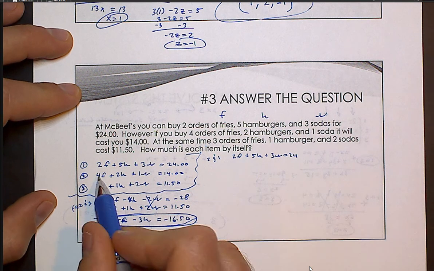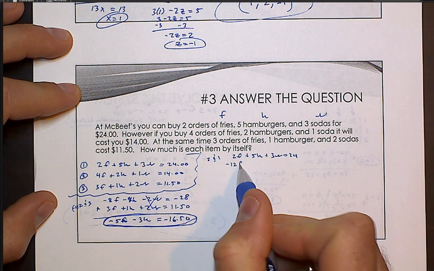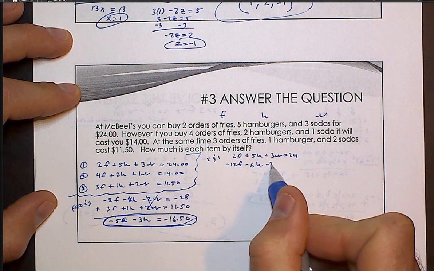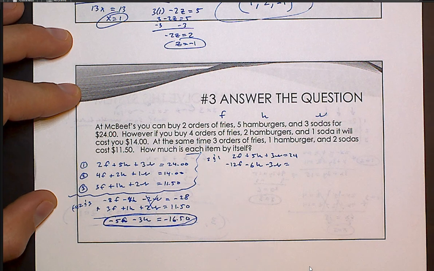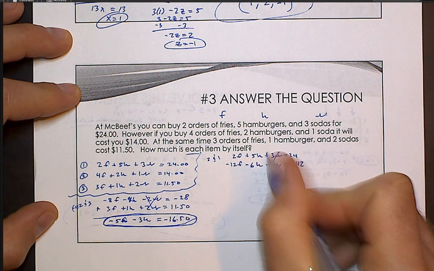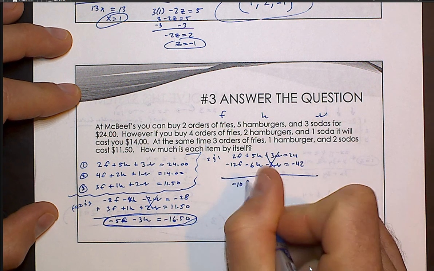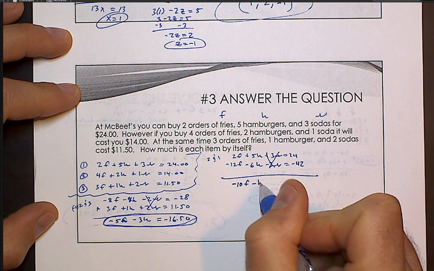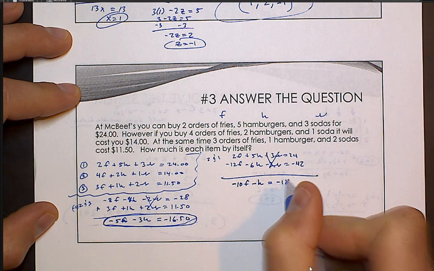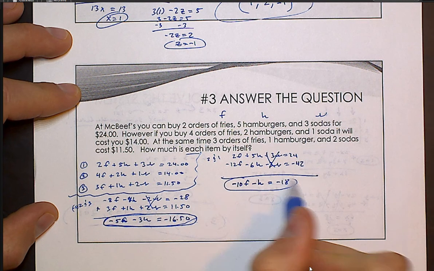And then the second equation, again, I'm multiplying everything by negative 3. So that's going to be negative 12f, a negative 6h, and a negative 3s. And 14 times 3, just to make sure, 42. So negative 42. My s's are gone. I get negative 10f. I get minus h. And 42 minus the 24 is going to give me negative 18 left over. Okay, so there's my second equation that I'm going to have.